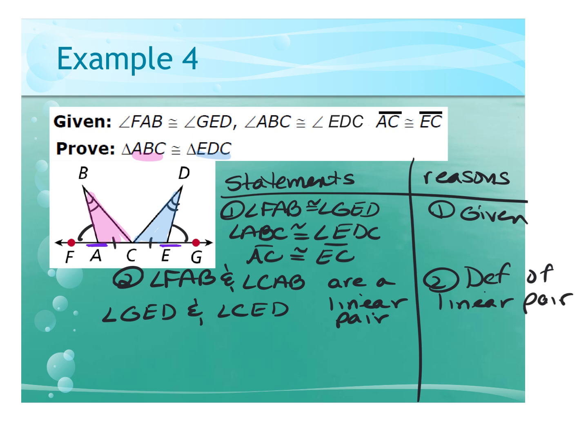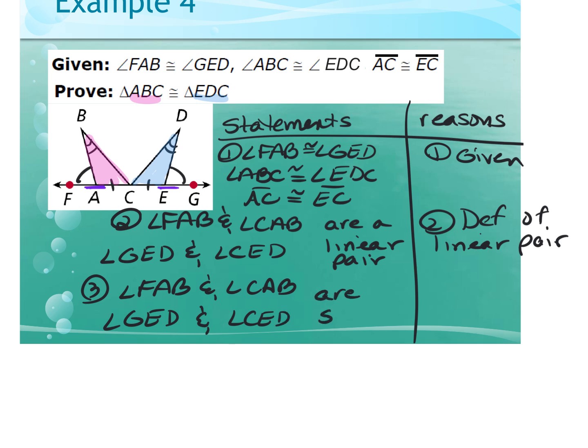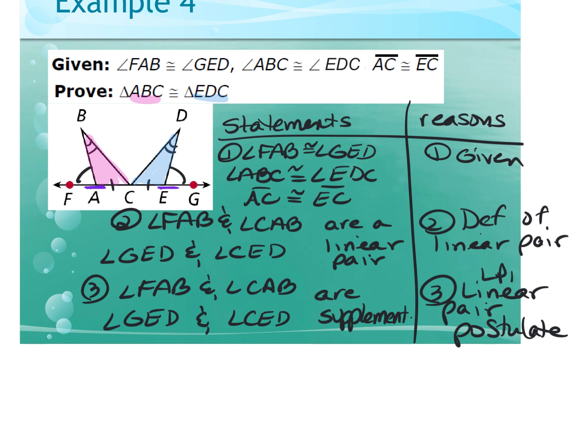Next, we're going to bring in our linear pair postulate and take the same thing, but just say that they're supplementary. So again, FAB and CAB, and then the GED with the CED, these are supplementary. And this would be the linear pair postulate. And again, you could abbreviate it as LPP.